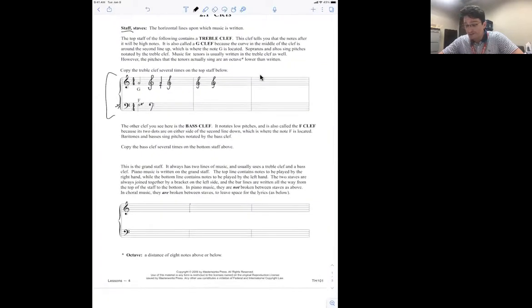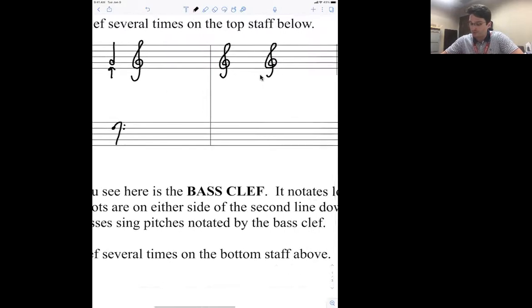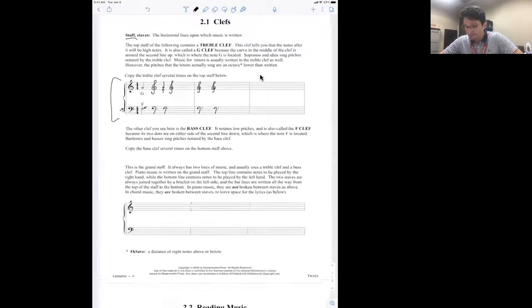So baritones and basses sing pitches notated on the bass clef, and sometimes tenors will also be on the bass clef as well, depending on the piece of music that we're looking at. So go ahead and copy that bass clef a couple times. Again, I like to start with a dot, draw a half heart, and then come back and draw the other 2 dots, just like that. So draw that a couple times on the staff. Just make sure that all those dots end up focusing around F.